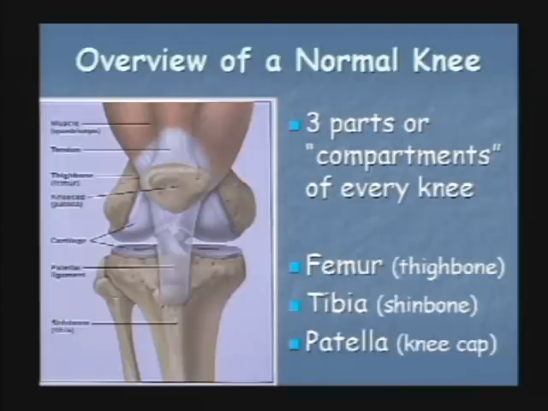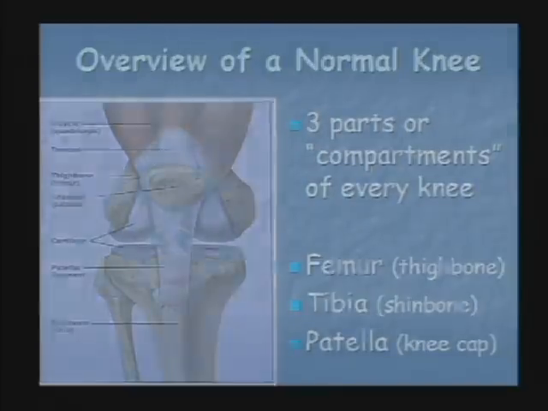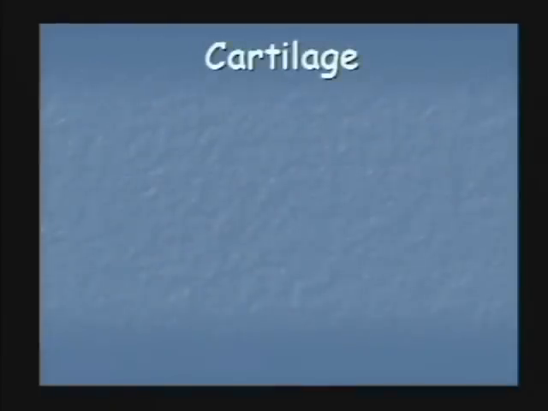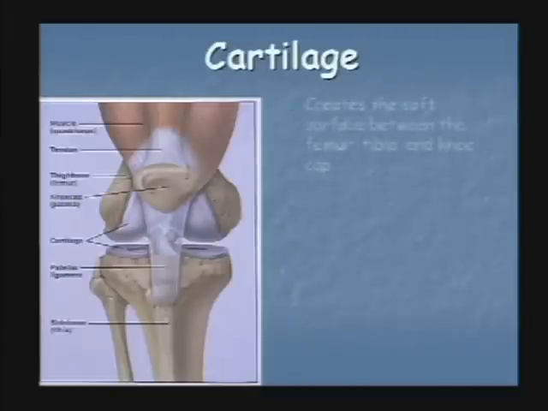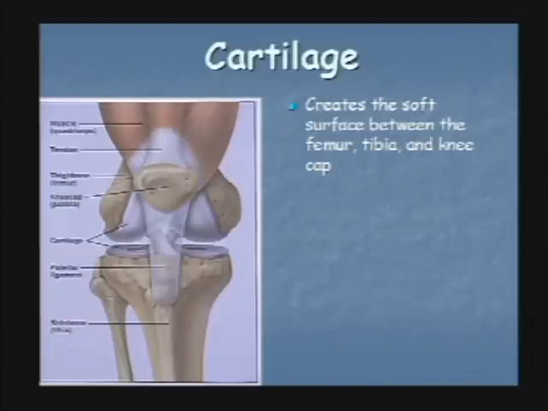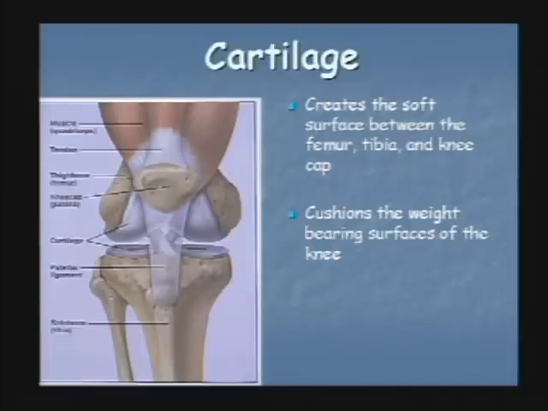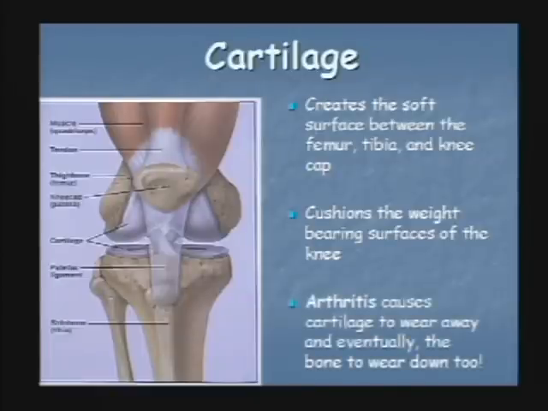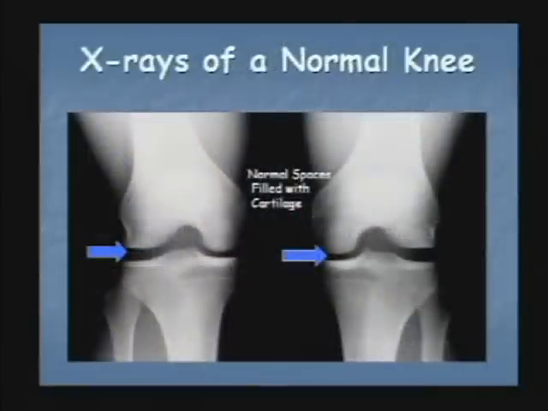Notice that there is a gap between the femur and the tibia, which indicates the presence of cartilage. As you can see from the picture, cartilage creates the soft surface between the femur, tibia, and the kneecap. It acts to cushion the weight-bearing surfaces of the knee. When arthritis sets in, the cartilage between your joints begins to wear over time, and eventually the bone wears down too. This causes the inflammation and pain, which prevents you from maintaining your active lifestyle.